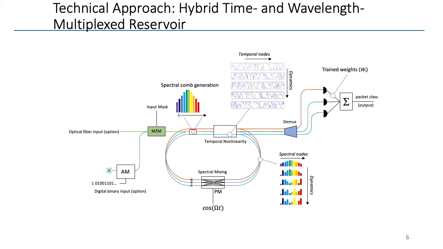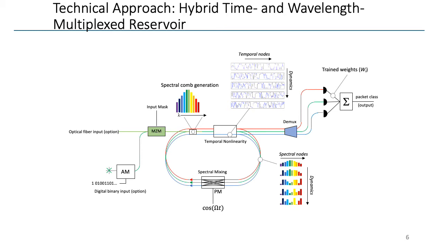The input to the reservoir can be taken directly from an optical fiber input, or it can be an electronic digital input that is modulated onto an external optical carrier. This optical input is then modulated by an input mask, which initiates the time multiplexing in the system. This input signal is then fed into the reservoir feedback loop, which contains a phase modulator for achieving spectral comb generation and mixing, following the method of Recruit and coworkers.